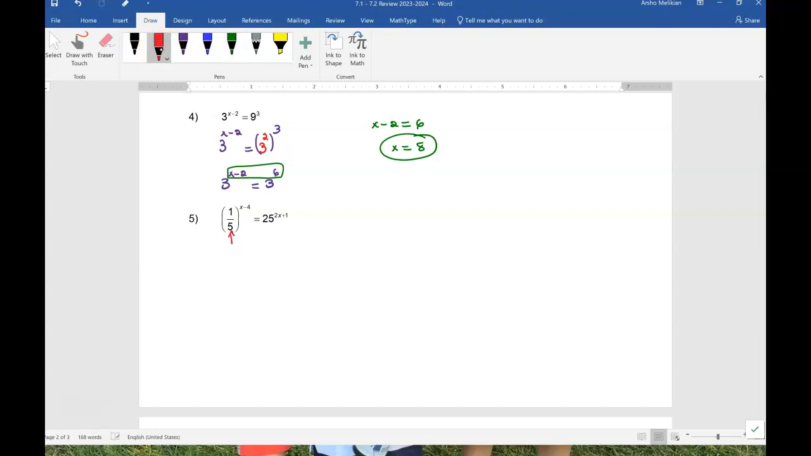So if I have 1 over 5, another way to write that is 5 to the minus 1, to the power of x minus 4. Please put everything in parentheses. Equal to, the 25 is 5 squared, to the power of 2x plus 1.